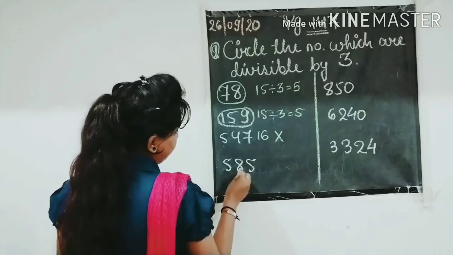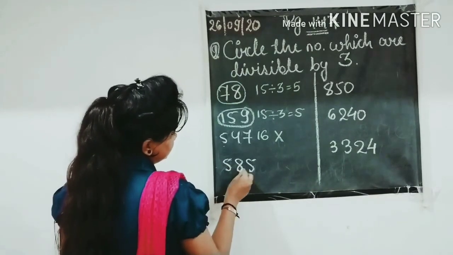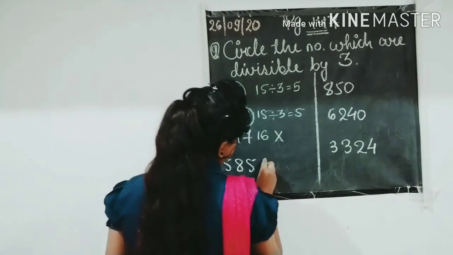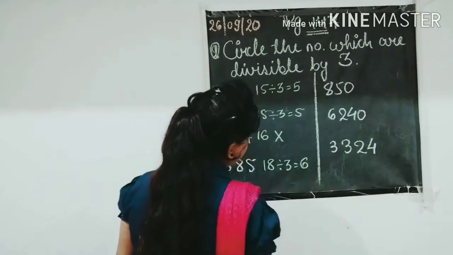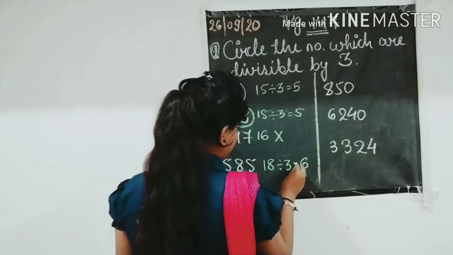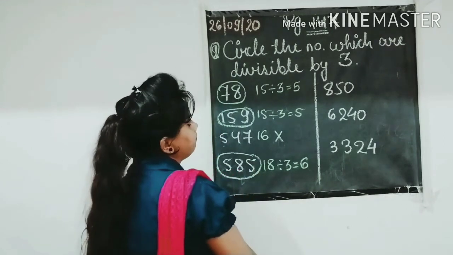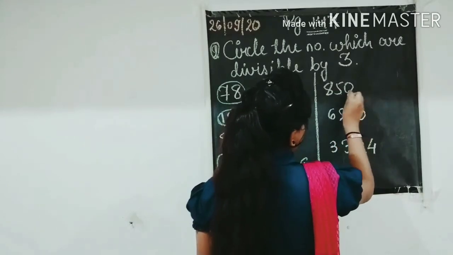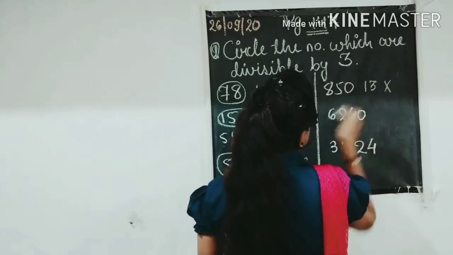Next number is 585. Add the digits. 5 plus 8 is 13. 13 plus 5 is 18. 18 is divisible by 3. How many times? 6 times. 3 6s are 18. So we will circle this number. Next number is 850. 8 plus 5 plus 0 is 13 and 13 is not divisible by 3.